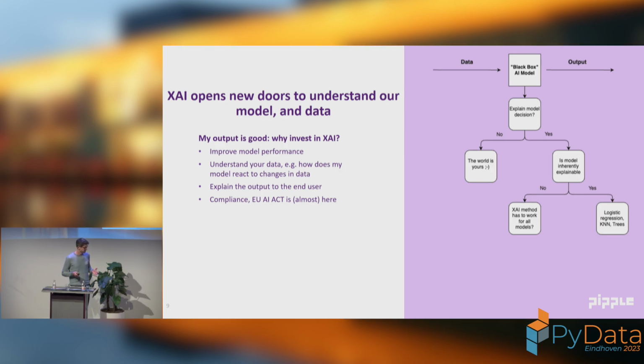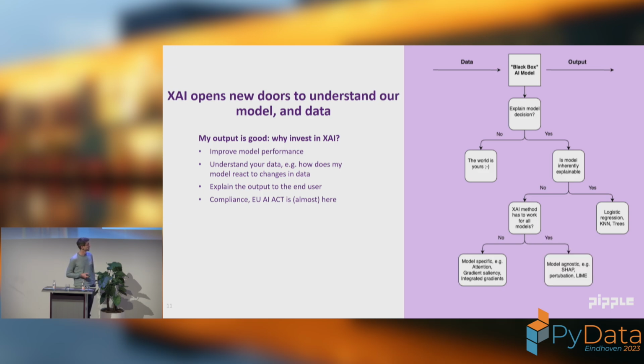And in general, I would say there are two choices. One would be to pick something that's very specific for your model: attention, gradient-based methods. Or you say, no, let's pick something very general, for example, SHAP, perturbation, or LIME. And in this case, we're going to focus on SHAP. That's what we picked.